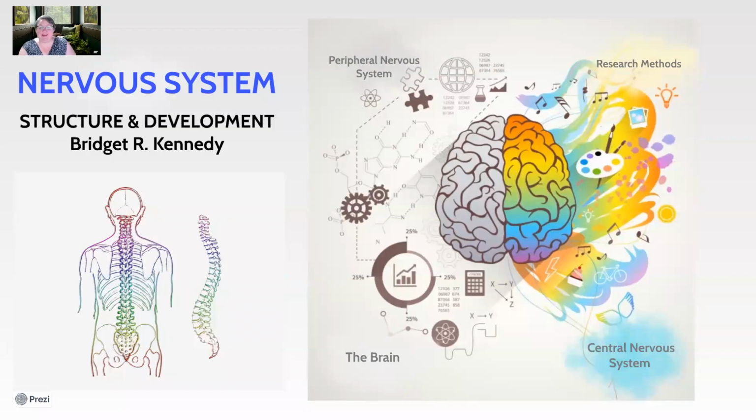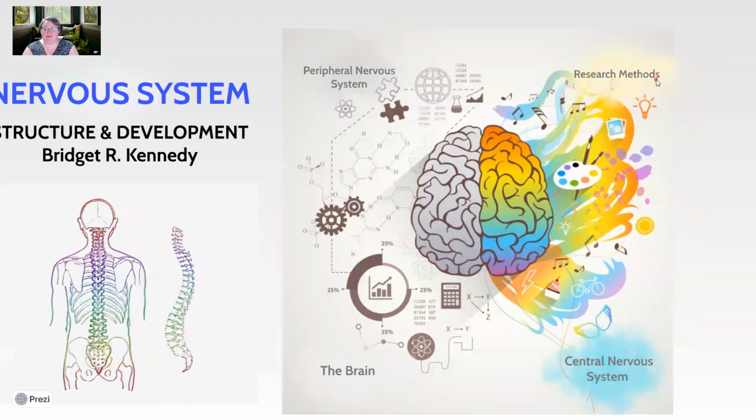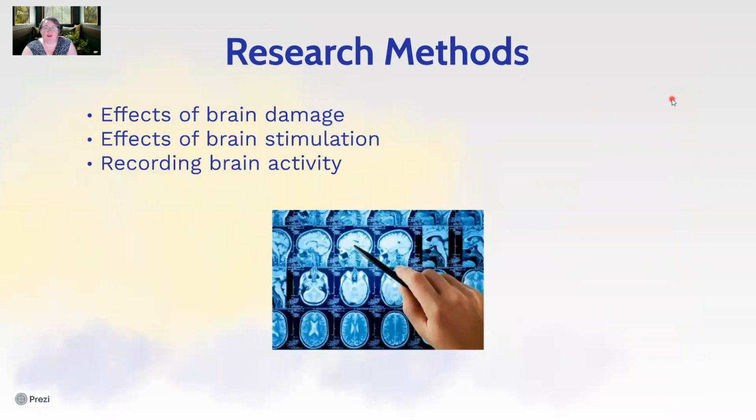Hey everybody. So this is our last video in our series of videos about the nervous system, and we're going to be talking about research methods. So what that includes is we're going to talk about the effects of brain damage and how that's been used in research, the effects of brain stimulation and how that's been used in research, and then we're going to talk about the recording of brain activity.